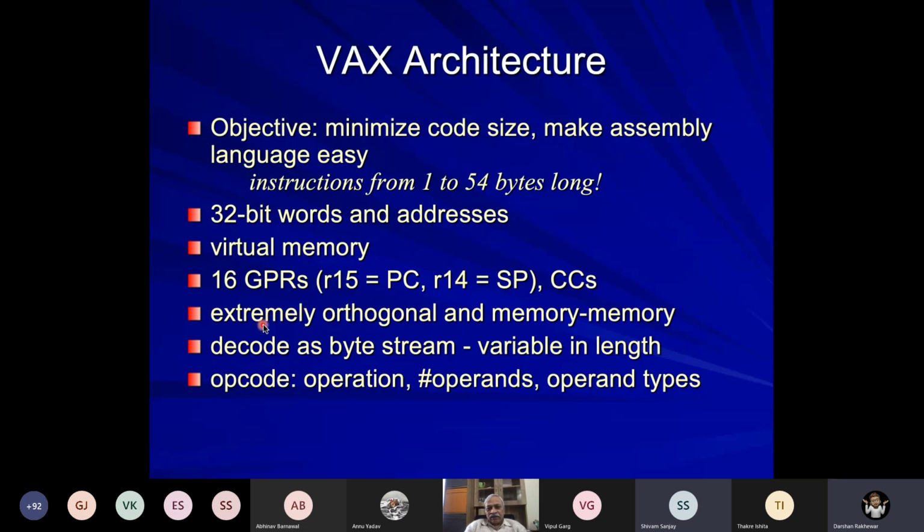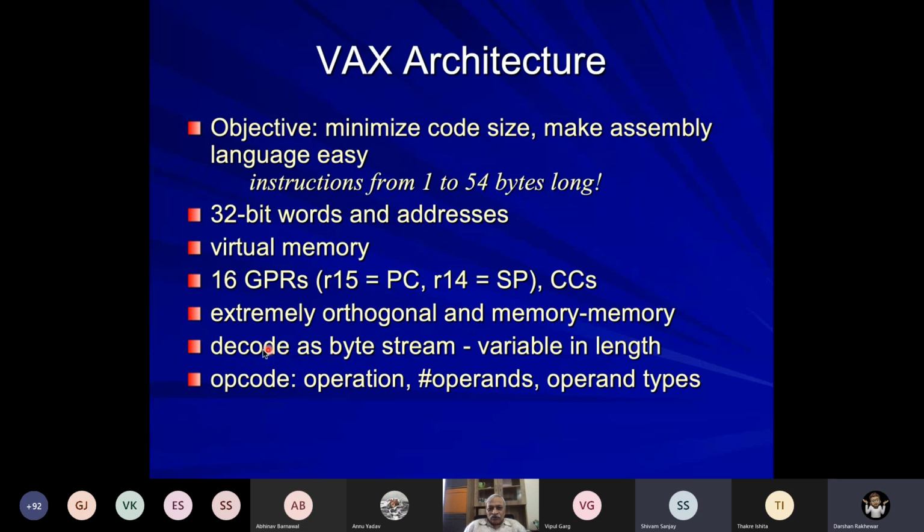The interesting thing here is that the instructions are orthogonal, in the sense that with every opcode you can specify every operand, every addressing mode. Okay, so there are no exceptions. You can have all possible combinations of opcodes and addressing modes. And memory to memory instructions are supported. Recall the classification as RR, RM, MM, etc. So it supports MM, RR, all possibilities are there.